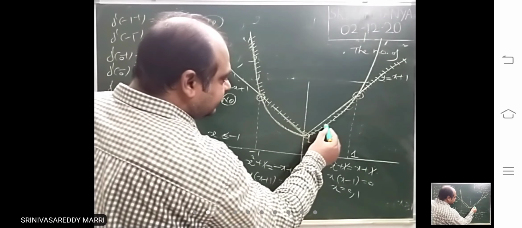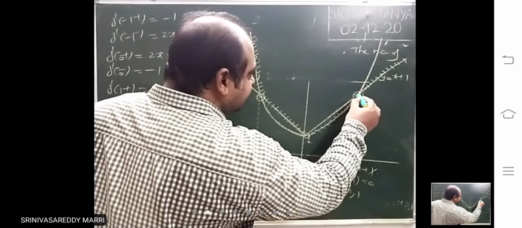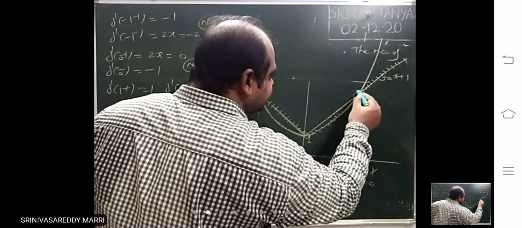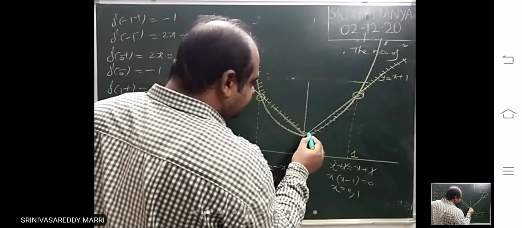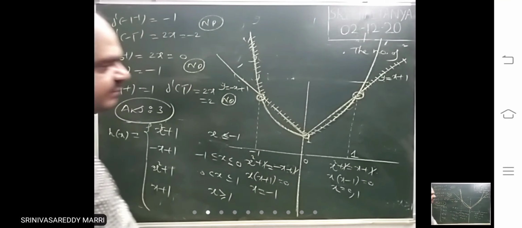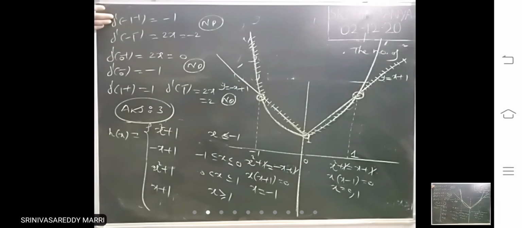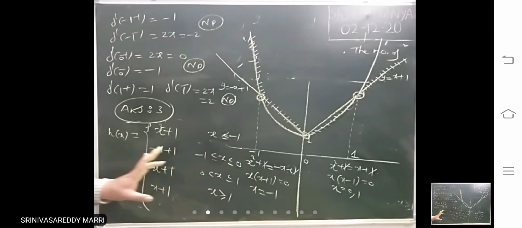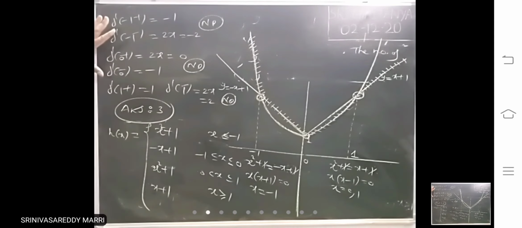From here to here, we have drawn the graph. And then at this point, the rule is changed. That means this is 1 point. This is 1 point. This is 1 point. Those are the only ones we got: -1, 0, 1. At these points, it will not be differentiable. Like that, from the graph you can write, or otherwise write the function and then check at those points.